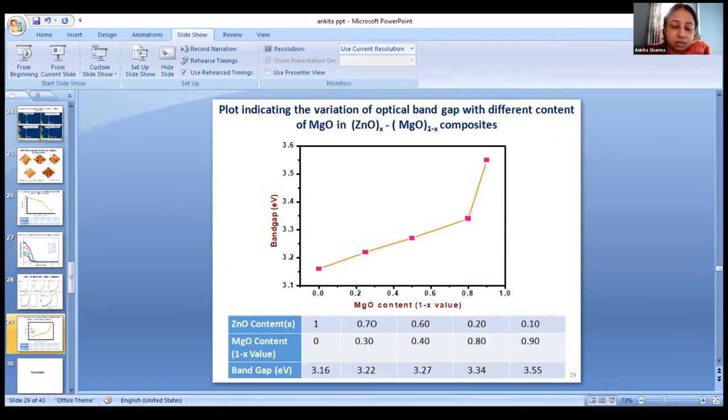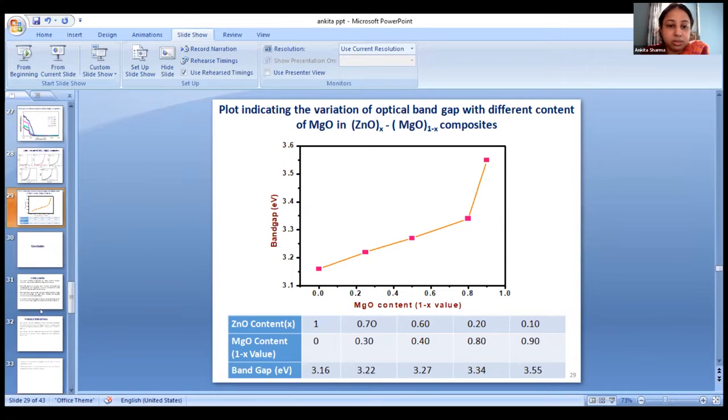Now, this is the result of the graph between the magnesium oxide content and the different band gaps. We can see that as the magnesium oxide content is increasing, the band gaps are also increasing. This is due to the Moss-Burstein effect, in which there is a blue shift of the absorption spectrum in the ultraviolet region.